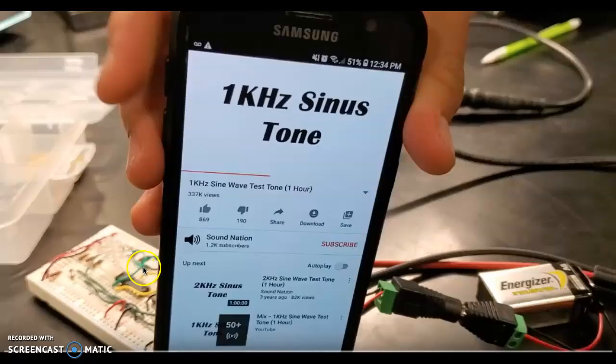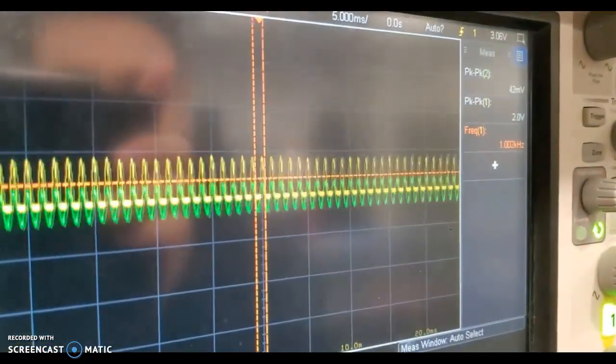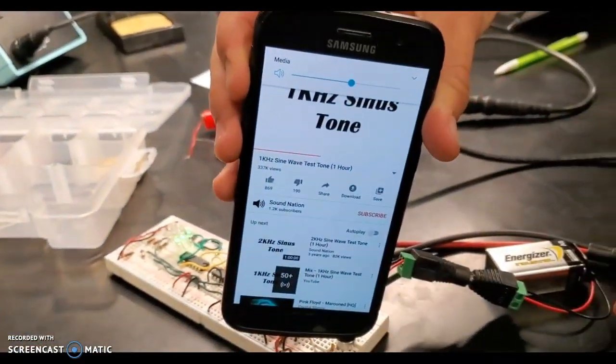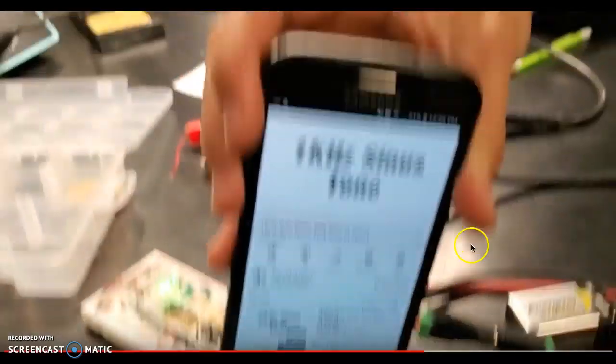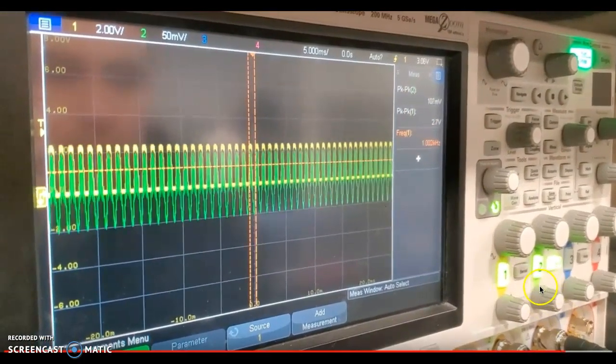And here we have the microphone being amplified. Frequency is 1 kilohertz. As you can see, the volume is only about halfway and the voltages are near 3 volts, up from only about 100 millivolts.